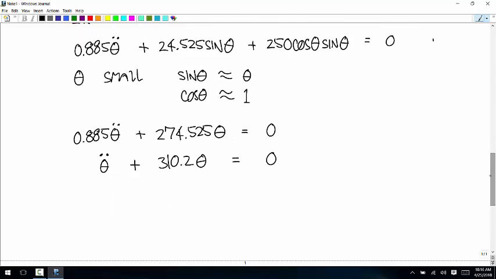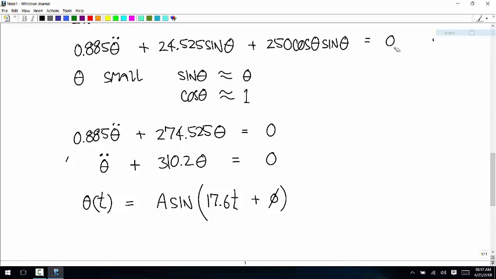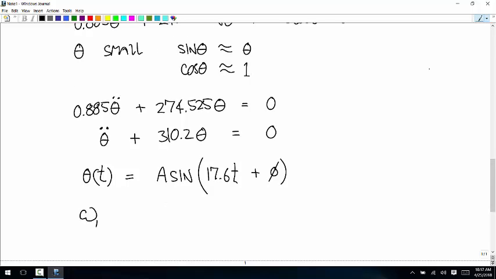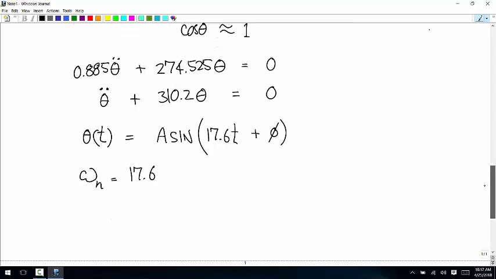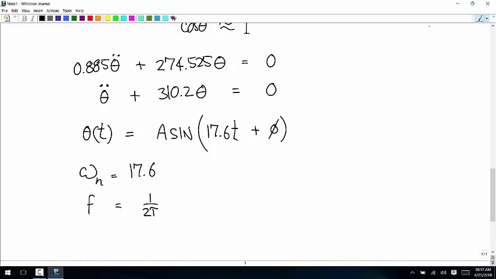And so theta as a function of time is equal to A times the sine of the square root of this, 17.6 t, plus phi. And then you can use the boundary conditions, if they're given, to solve for those constants. The natural frequency is 17.6. So the frequency is 1 over 2 pi times 17.6. And what's that?